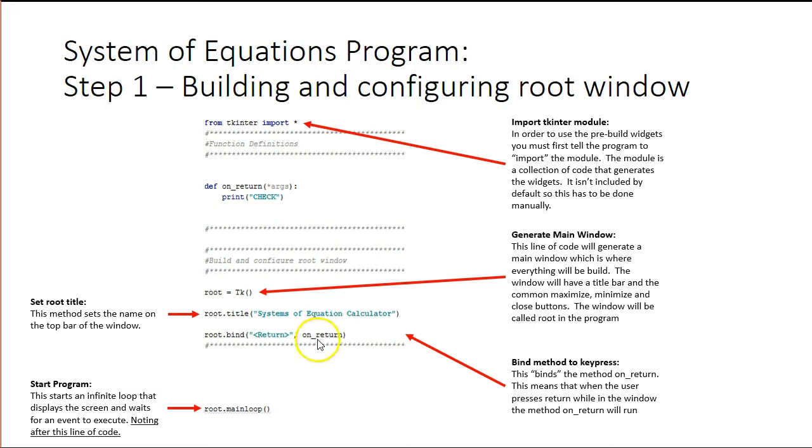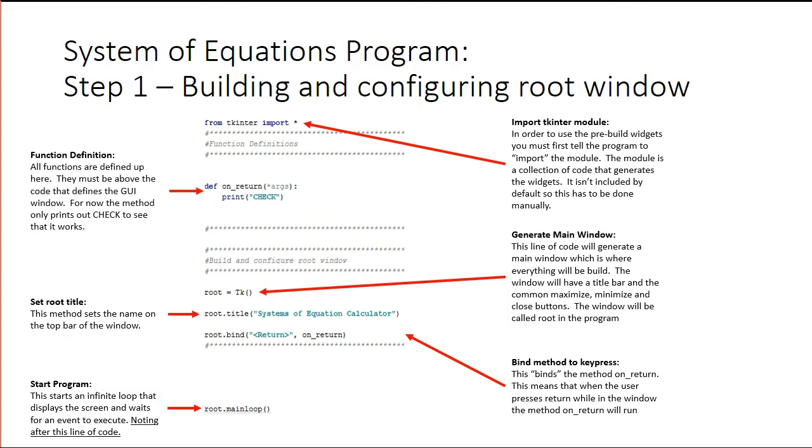And that onReturn method, or function, I've done a lot of programming in Java, so I tend to say method, but in Python I should say function, is written up here. It's really important that all your function definitions are above your main code that builds your GUI. Right now all I've done is write my definition, and I've just printed out the word check because I just want to see that it works. And there's my function definition.